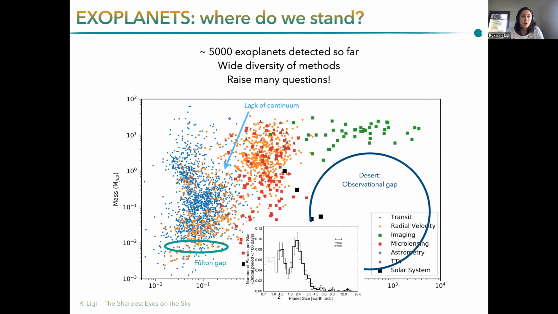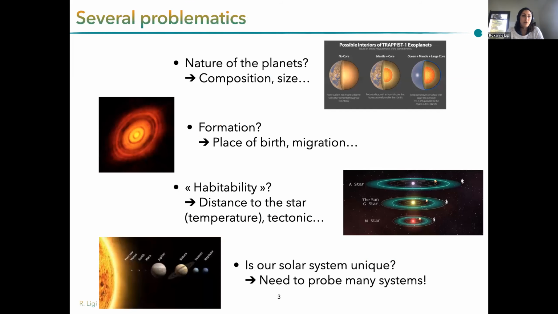So the detection of all these exoplanets raises several questions. First, what are these exoplanets composed of? What is their nature? Are they rocky, gaseous, etc.? How do they form and where? Do they migrate? How do they form in protoplanetary disks? So with all the observations of disks now, we can bring some elements of answer, but we don't have all the answers yet.